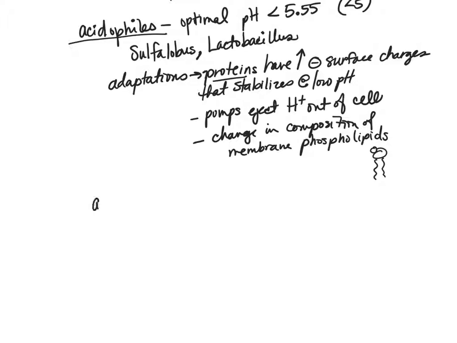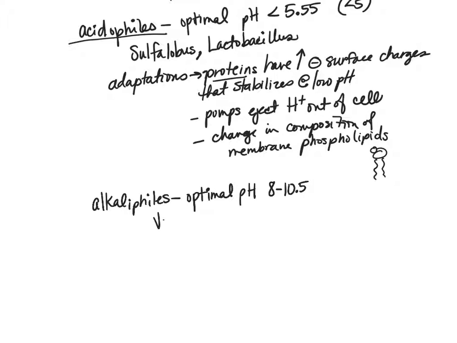Next, we're going to take a look at alkalophiles. So our alkalophiles, of course, like things more alkaline. So the optimal pH for an alkalophile is going to be anywhere between 8 and 10.5. Really anything above 8. But we haven't really found organisms that live at anything higher than 10.5. And so we say 8 to 10.5 are the alkalophiles.